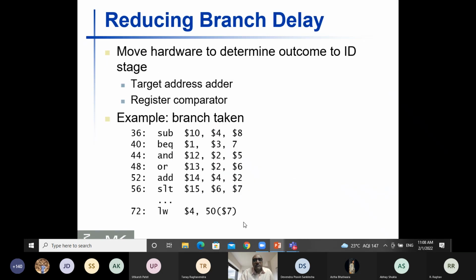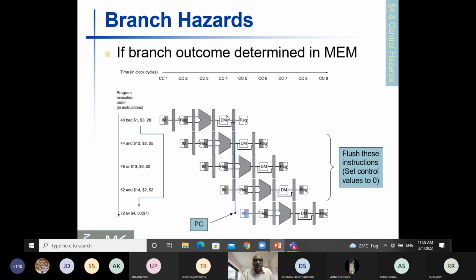So one way to overcome this would be if you are able to come to know the branch target address or branch decision before the fourth stage.